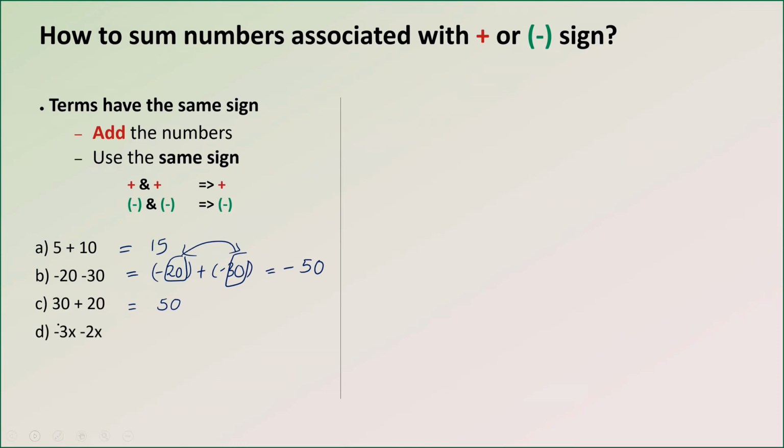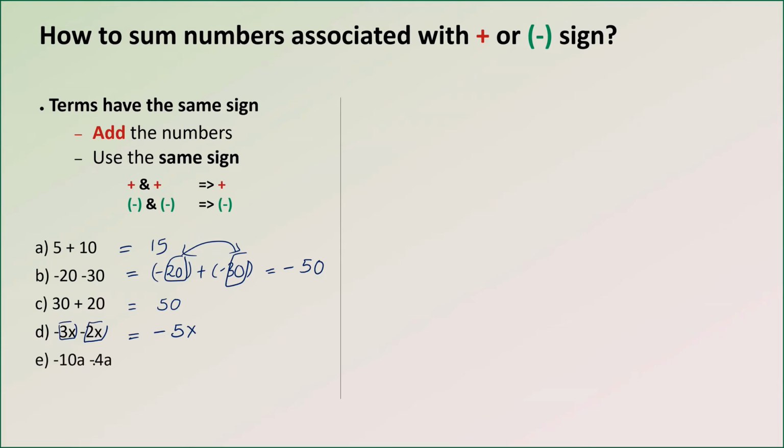How about this one? Negative 3x, negative 2x. I should use the negative sign as both of them are negative. And now we can add the 3x and 2x. It is 5x.